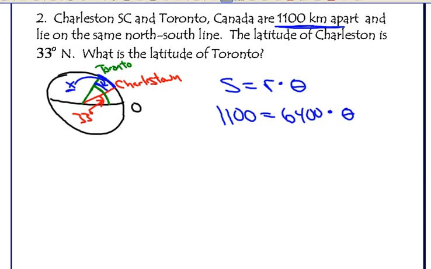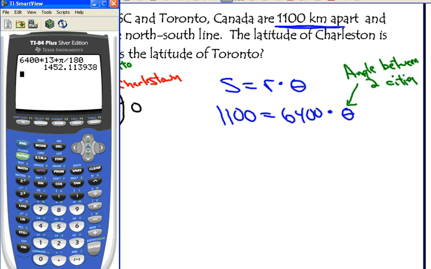Now we can find theta, I'm calling it theta here, it was x over here, same thing. We can find the angle between the two cities. So this is our theta, that's our angle between the two cities. All right, let's find this. Hopefully this isn't going to surprise you. It might. How do I solve for theta? Easy. Take 1,100 and divide by 6,400. And this will give me my angle.